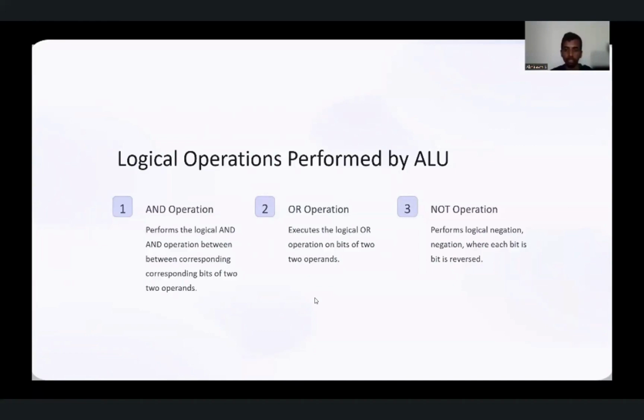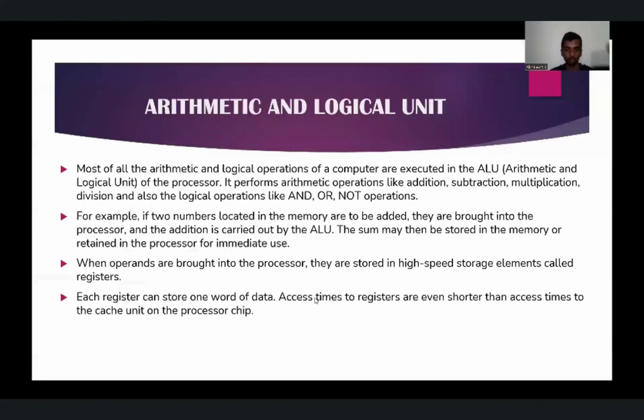In OR operation, even if one bit or even if one input is given as one, then the output would be one. Whereas the NOT operation acts like an inverter which inverts the binary data. For example, if we are giving an input as zero, then it produces the output as one, and if the input is given as one, then the output would be zero.